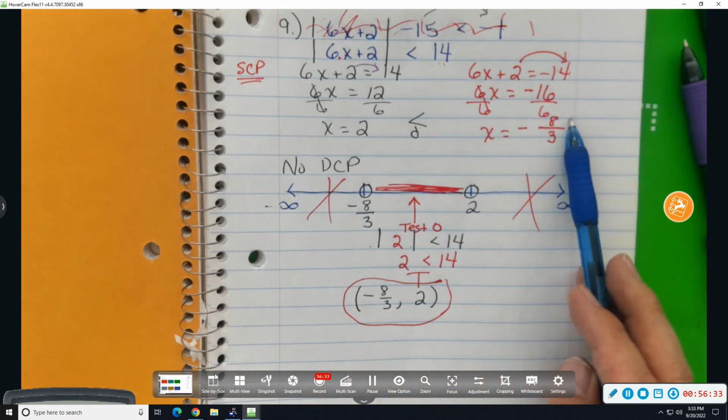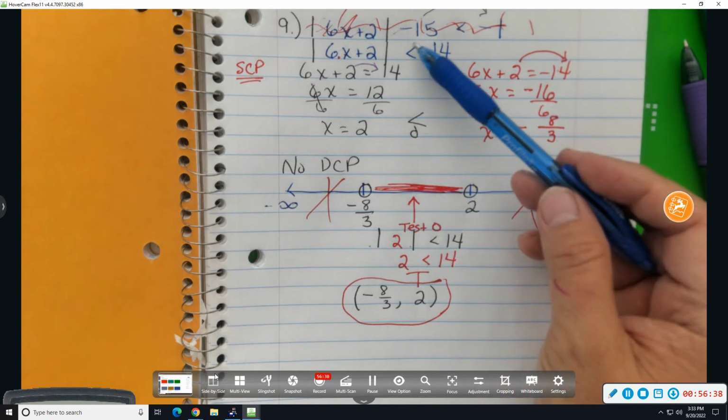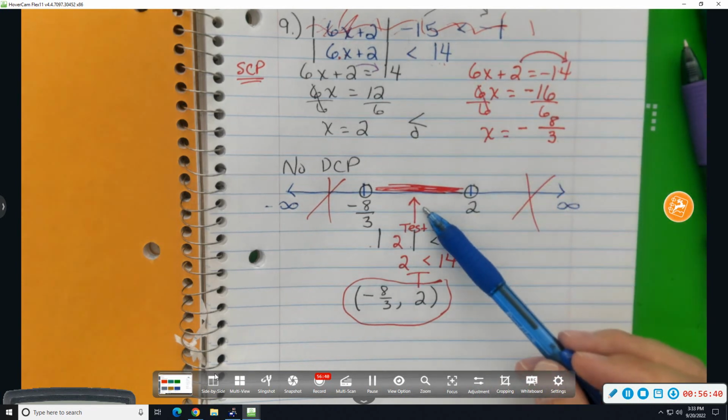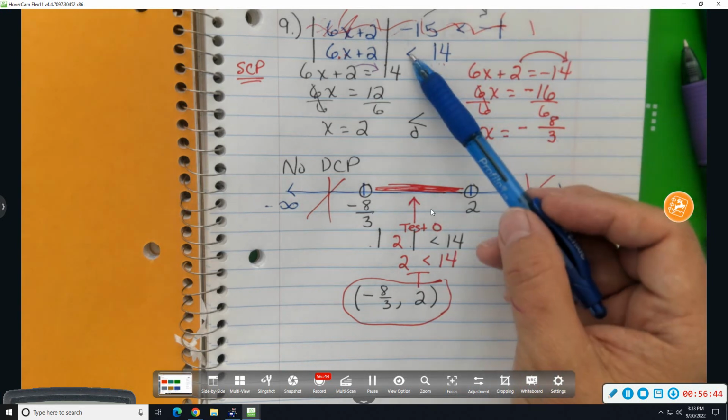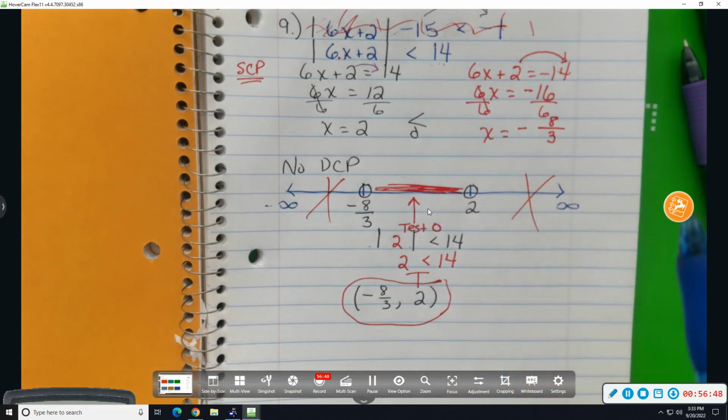No, it's still the same cut points. Well, when you tested 0, if that had said greater than, what would have happened here? Would we have shaded it? No, if that said greater than, you would have shaded, crossed out, shaded. But the cut point method works regardless of whether there's a less than or a greater than.